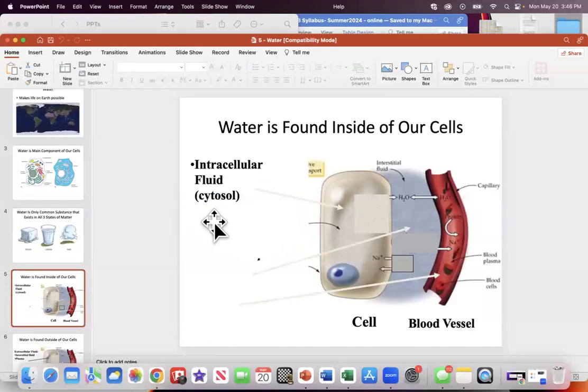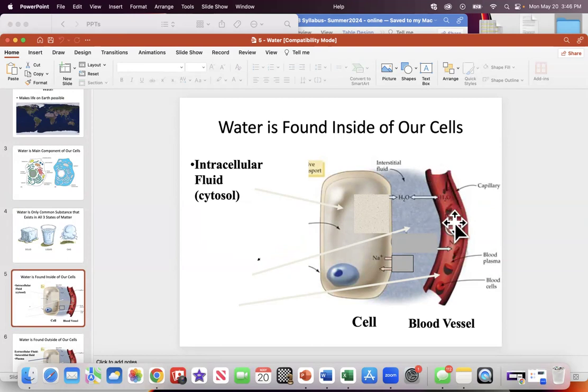Okay, so the liquid inside the cell, that's the cell. The liquid inside is called intracellular fluid. Sometimes we call it ICF, intracellular fluid. And the liquid outside the cell, including the water in the plasma.